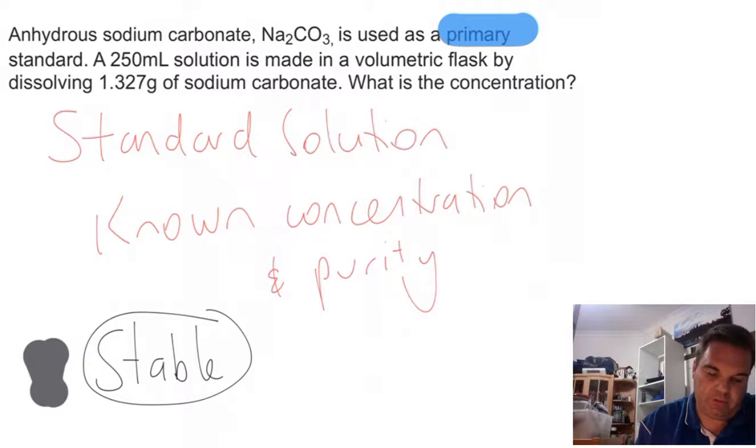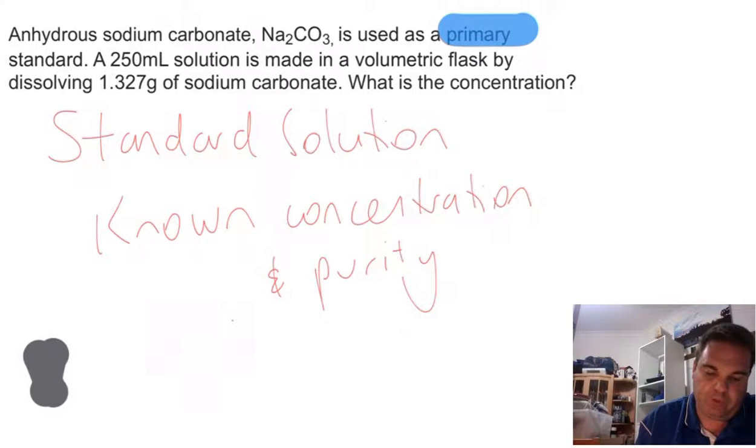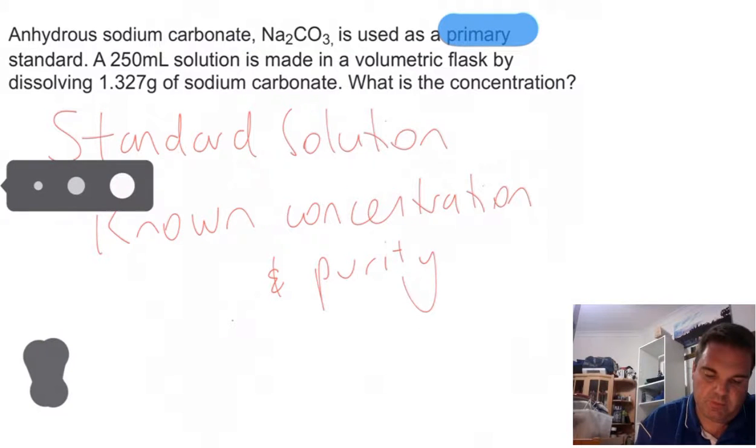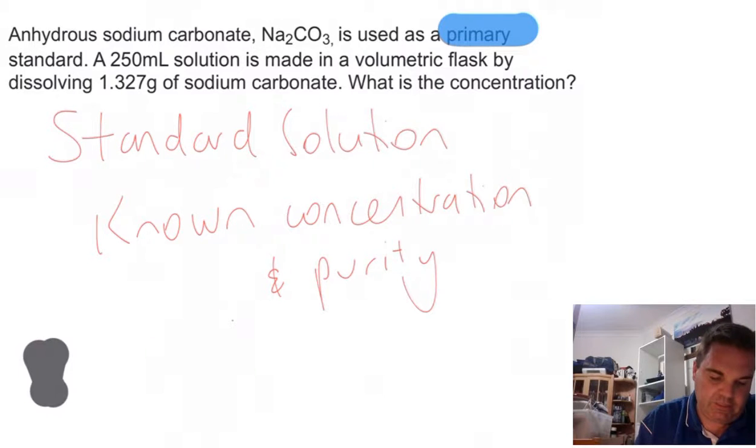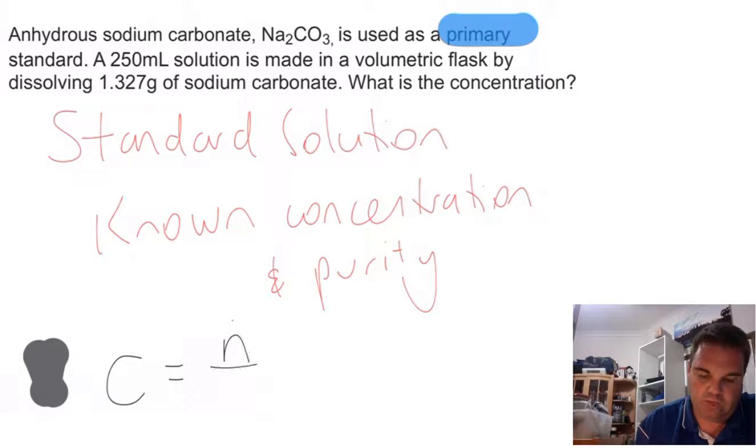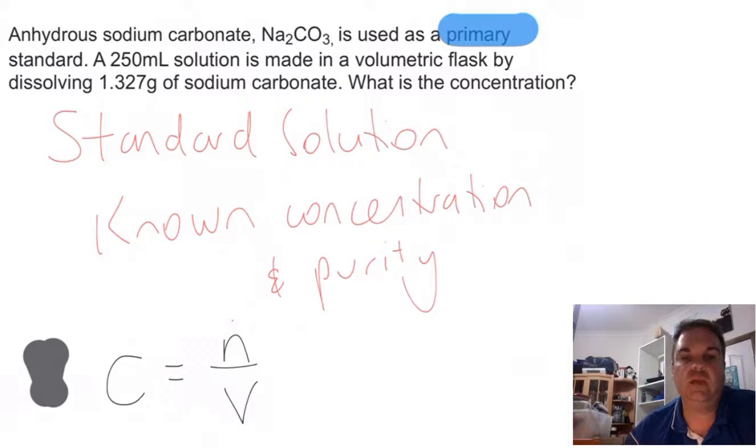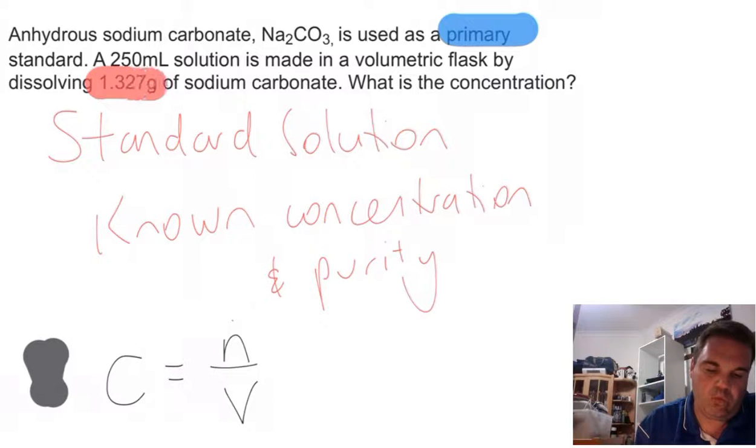I'm just going to get rid of a couple of these things, just so that we can actually go through and do the calculation as well. Alright, so our calculation involves concentration equals number of moles over volume. To get number of moles, we need to look up here at our question, and we have 1.327 grams of sodium carbonate.